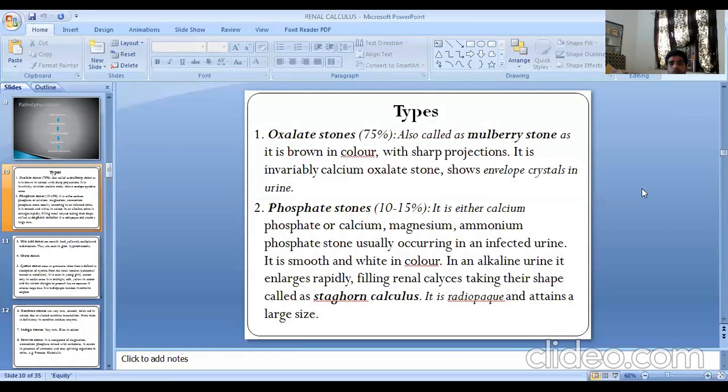Phosphate stones, 10 to 15%. It is either calcium phosphate or calcium magnesium ammonium phosphate stone, usually occurring in infected urine. It is smooth and white in color. In alkaline urine it enlarges rapidly, filling the renal calyx, taking its shape, called staghorn calculus. It is radiopaque and attains a large size.